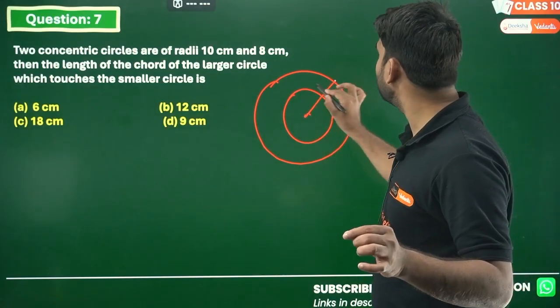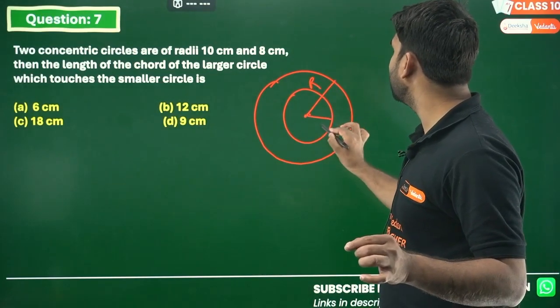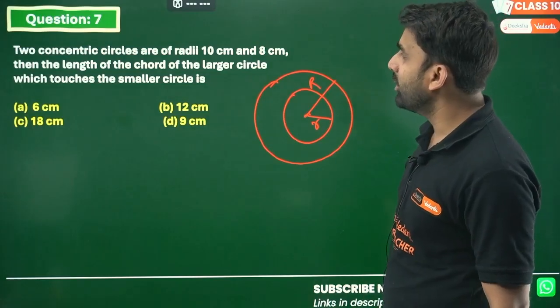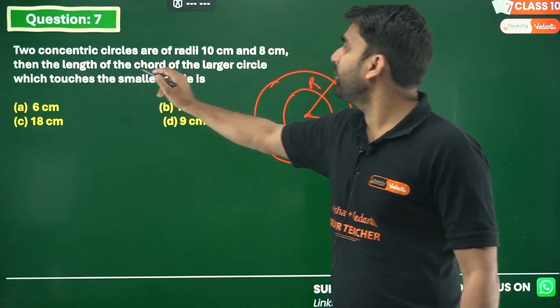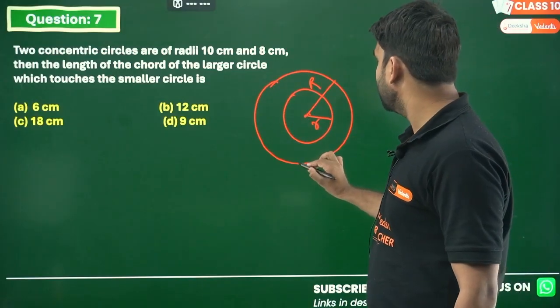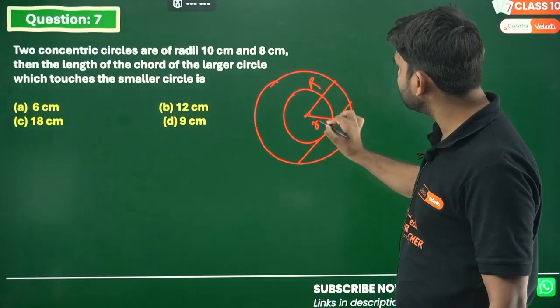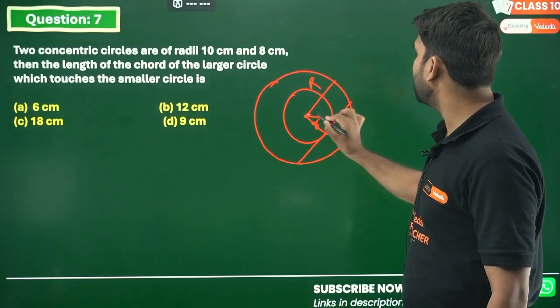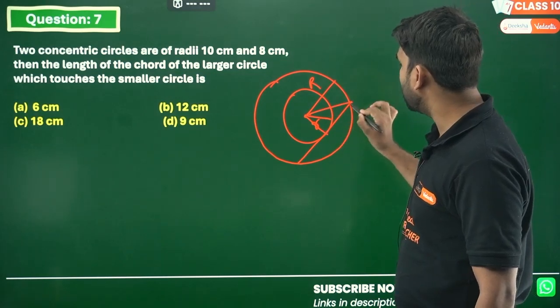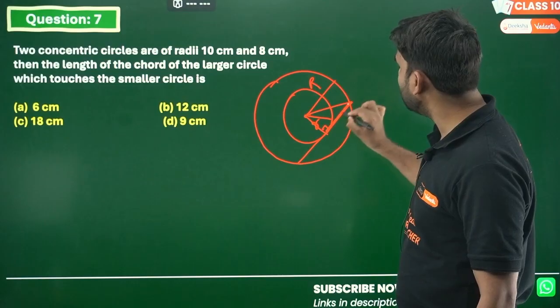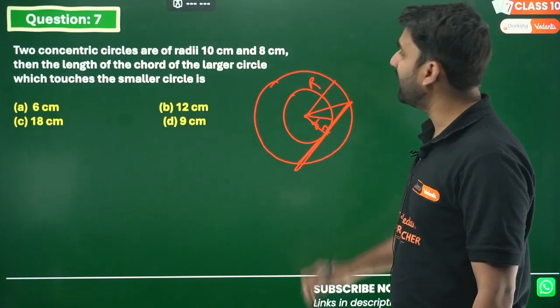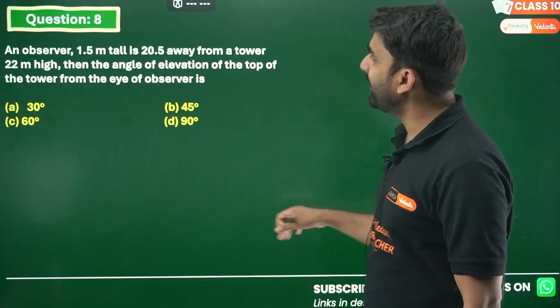So the radius of the bigger circle will be capital R and the radius of the smaller circle will be small r. Okay, concentric circles, and then the length of the chord of the larger circle, the chord which is tangent to the smaller circle. So we can apply the Pythagoras theorem. By applying it, we can get this result, and by taking twice this value, we can find out the complete chord.